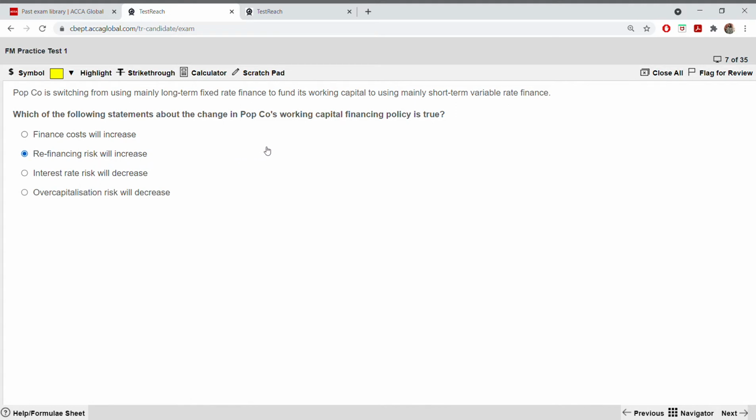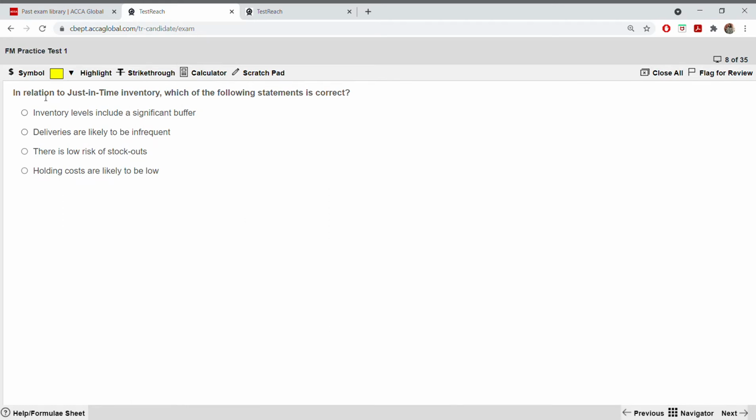Why is that? Because when you change from long term, fixed rate, to variable, variable is more risky. With variable you don't know when it will increase or decrease. At least with fixed, you can predict it, whatever happens to the interest rate. That's why refinancing risk will increase.